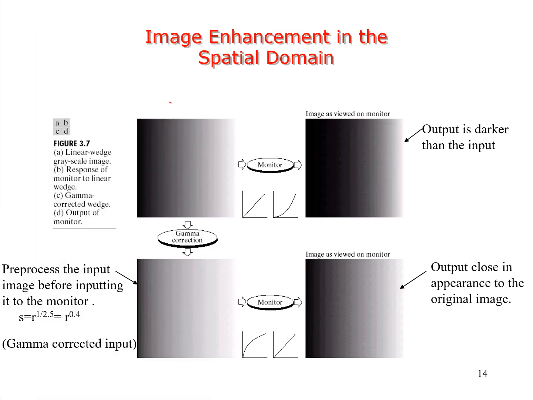So this is the example shown here. This is the original image A, B, then C and D. A is the original image which we want to display on a monitor. Here you can see after displaying on the monitor, the image is not the same as the input, original image. It is becoming darker than the input. So for this we want to do some gamma correction.